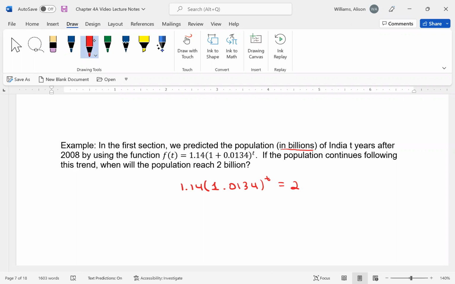So here's what we're going to do. We're going to go ahead and divide by 1.14. And the reason is I'm going to isolate the exponential part of this equation. So 1.0134 to the t equals, okay, now you can plug this into your calculator. It's going to be gross, but you could also leave it in fraction form and we can plug it in the calculator in a little bit, because we're going to end up plugging in a log in a second.